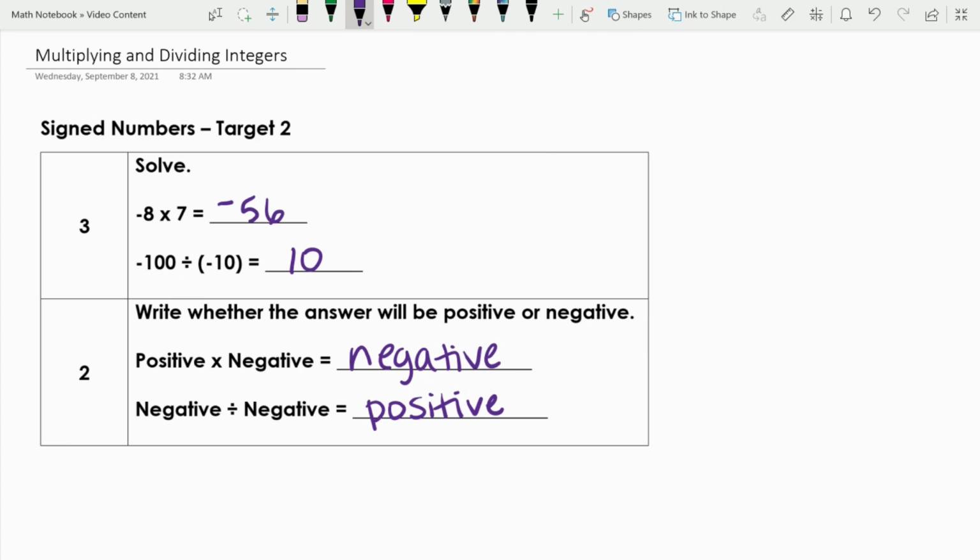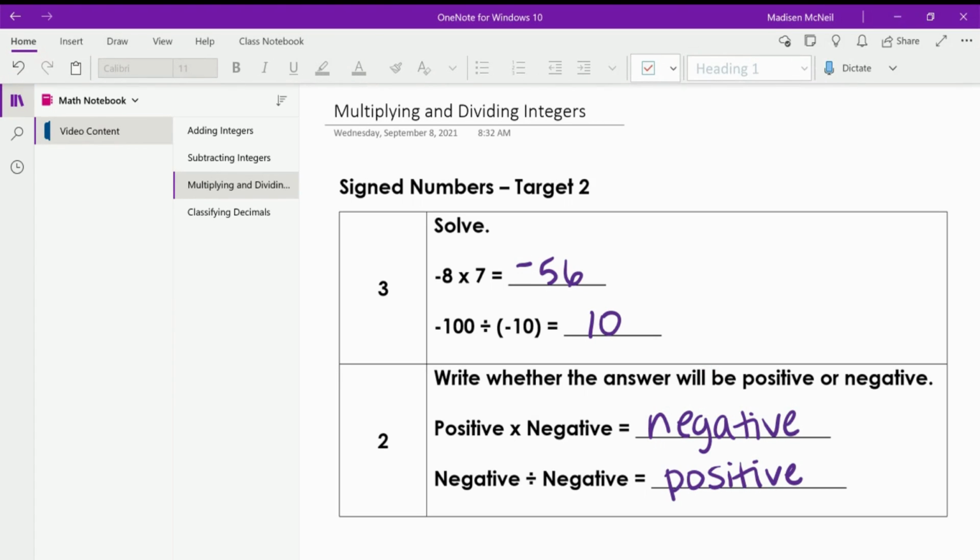The main point was just to make sure that you understand how to do the positive and negative, not necessarily the multiplying and dividing.